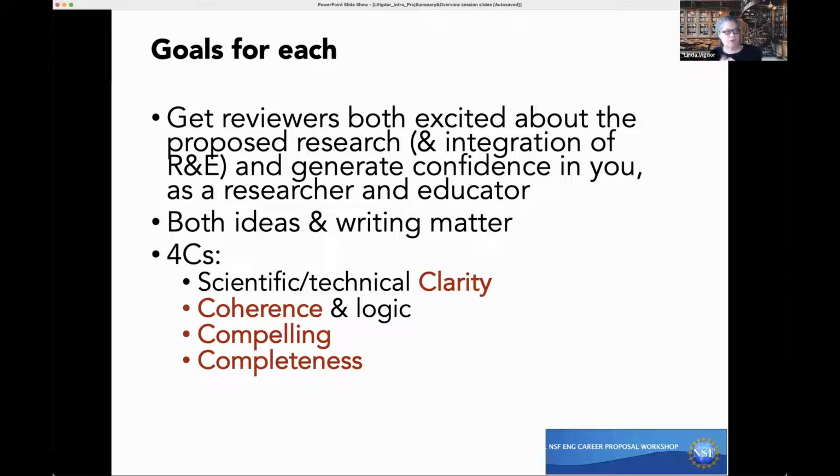I like to talk about the 4 C's of a proposal, things that you should pay attention to as you're writing all sections. One is clarity. The scientific and technical aspects need to be crystal clear. Coherence is really important. There's got to be an easy to follow logic to your proposal, both what you're proposing and how you have structured the proposal and the project description specifically. The ideas have to be compelling. And then the project has to be complete. Missing sections will potentially get you returned without review. Everything that is expected to be in the proposal should be there.